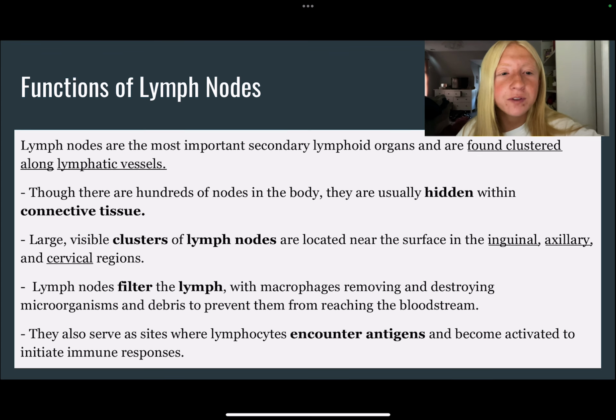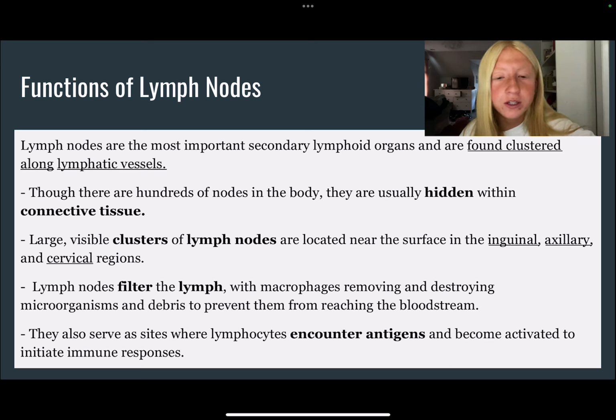Here are some functions of lymph nodes. Lymph nodes are the most important secondary lymphoid organ, and they are found clustered along lymphatic vessels. Though there are hundreds of nodes in the body, they are usually hidden within connective tissue. Large visible clusters of lymph nodes are located near the surface of the inguinal, axillary, and cervical regions.